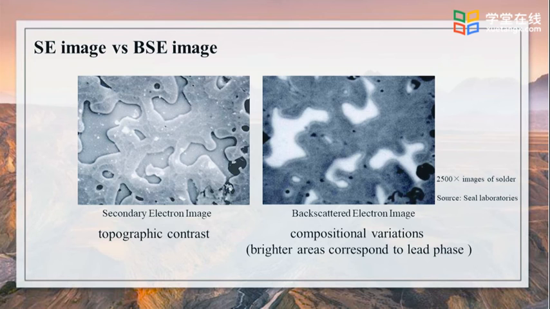A brief summary. Usually, secondary electron images are employed to show topographic contrast, and backscattered electron images are mostly used to show compositional variations. While a backscattered electron image may also contain topographic information, and the specimen should be well polished so that interference from topographic effects is minimal.